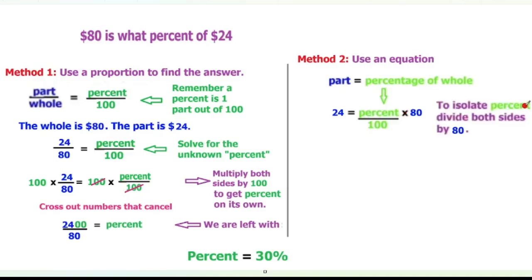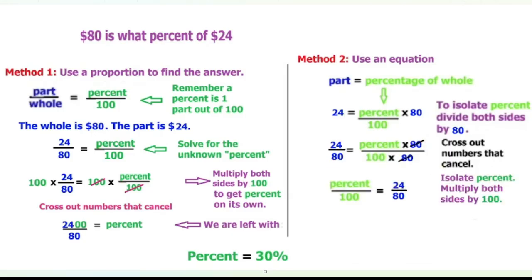To isolate percent, divide both sides by 80. We're trying to get rid of the 80 there, and we do it to both sides. So these cancel out, and now we're left with percent over 100 equals 24 over 80.